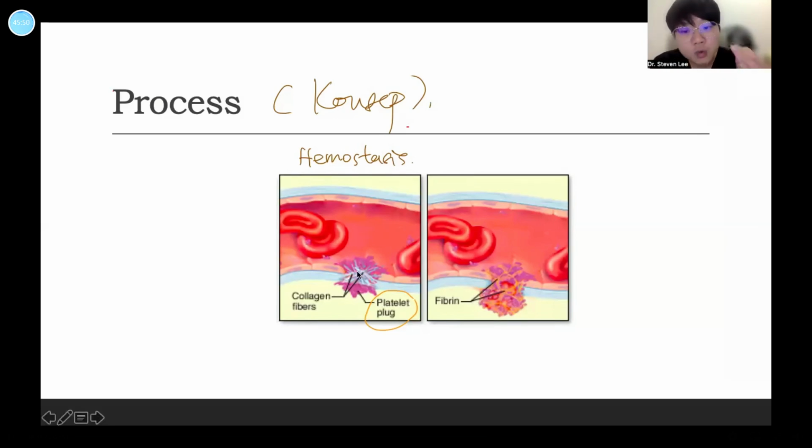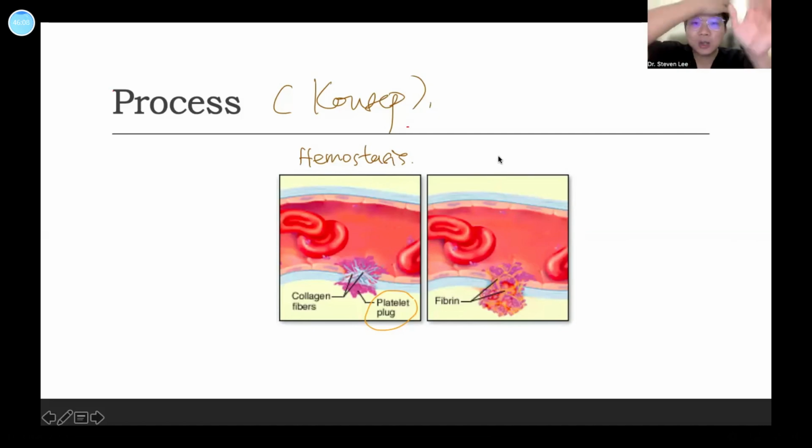So when it's not strong, you need to form a net to net it. If I put an ear plug and it comes out very easily, I can put a cellophane tape and tape over my ear. That cellophane tape is called fibrin. This fibrin is netting this platelet plug up. This is step 2. We call it the coagulation cascade.